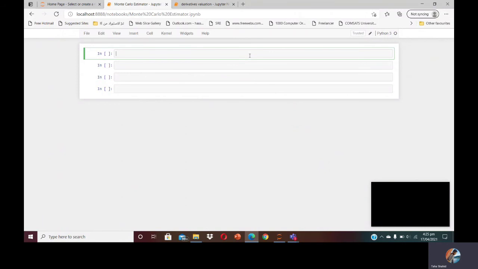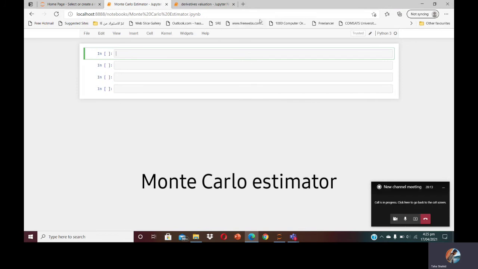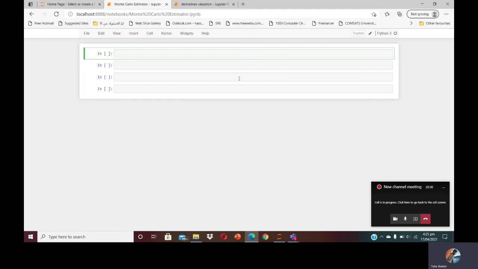Today I will tell you about evaluation of derivatives in Python. So today we will use the Monte Carlo estimator. With the use of this estimator, we will find the value of the European call option. Okay, so let's start.